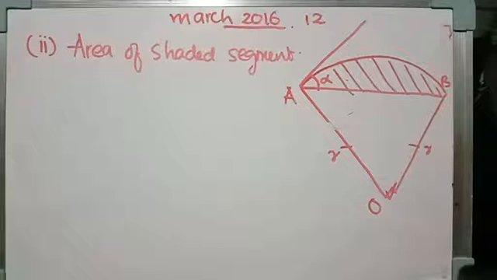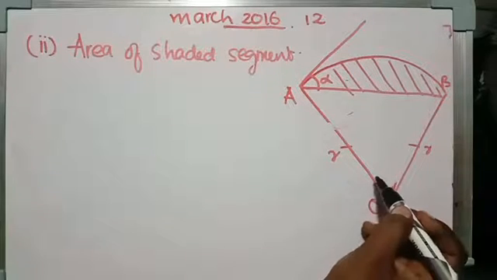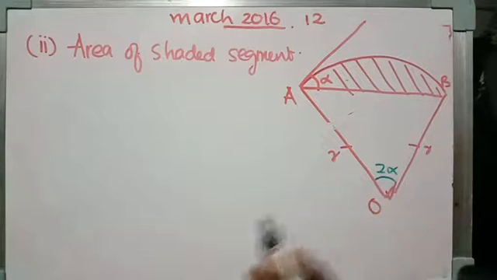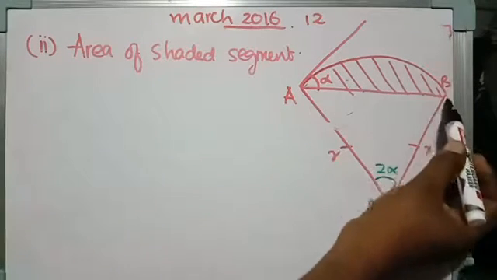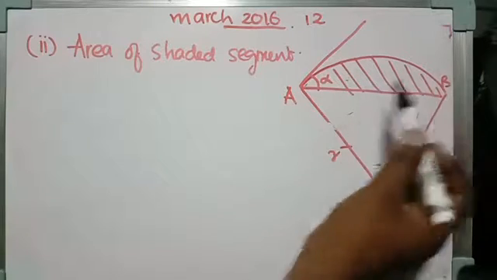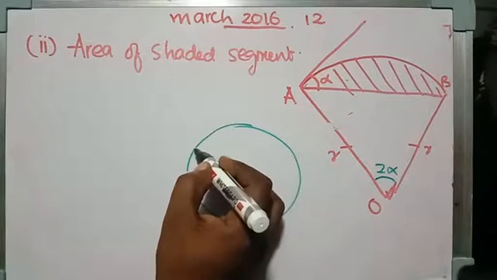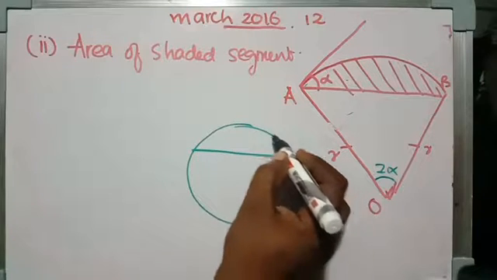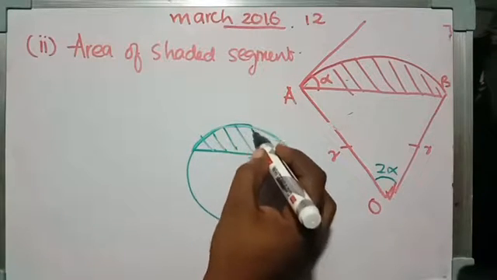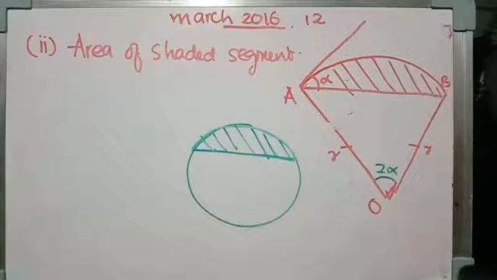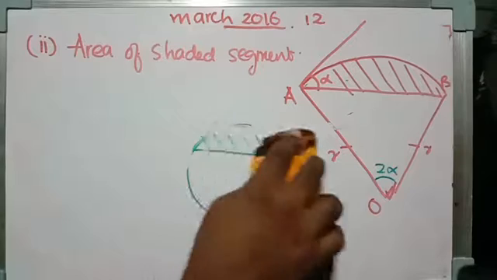The second part of the question is to find the area of the shaded segment in terms of R and alpha. And already we found this angle as 2 alpha. This is a circular segment. A circular segment is a circular region bounded by a chord and an arc. So here we have to find the area of the circular segment.